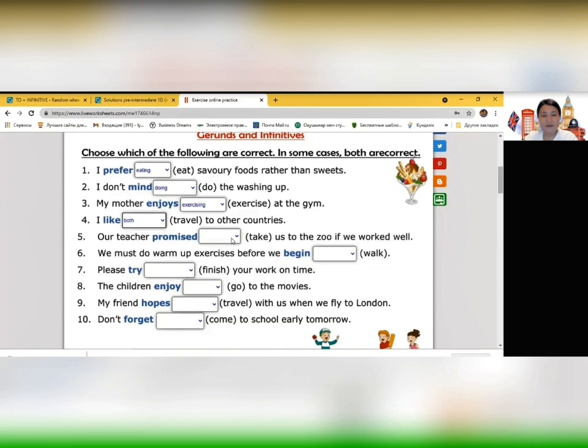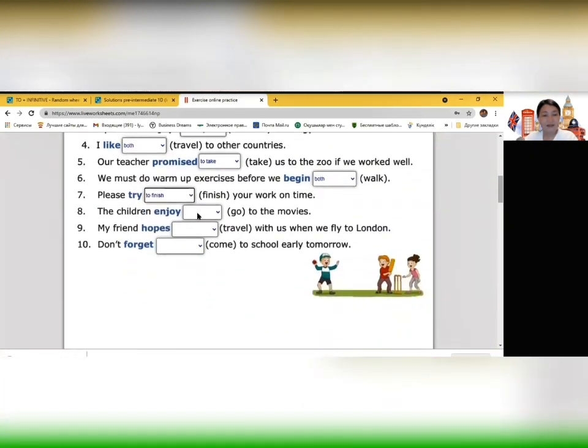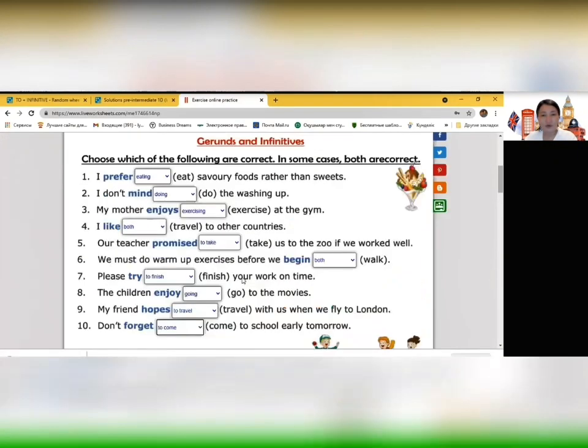Our teacher promised to take us to the zoo if we worked well. We must do warm-up exercises before we begin. Maybe both. Let's choose both, okay? Please try to finish your work on time. As the children enjoy going to the movies, my friend hopes to travel with us when we fly to London. And the last one is, don't forget to come to school early tomorrow.